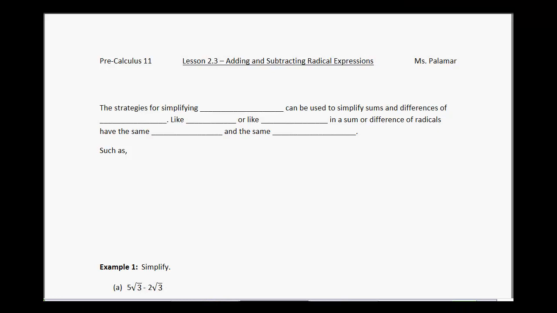This is lesson 2.3, adding and subtracting radical expressions. Let's get started. The strategies for simplifying polynomials can be used to simplify sums and differences of radicals, like terms or like radicals. In a sum or difference of radicals, like radicals have the same radicand and the same index.